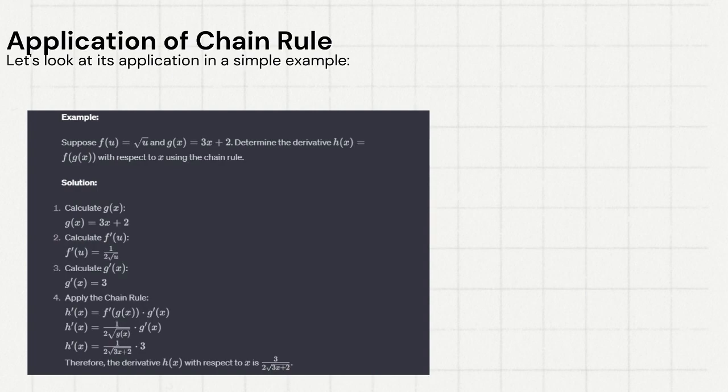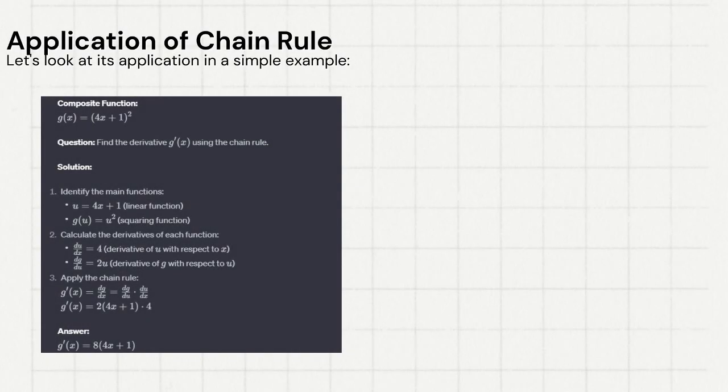And then apply the chain rule. h'(x) equals f'(g(x)) times g'(x). h'(x) equals 1 divided by 2 root g(x) times g'(x). And then h'(x) equals 1 divided by 2 root of 3x plus 2 times 3. Therefore, the derivative of h(x) with respect to x is 3 divided by 2 root of 3x plus 2. Let's go to example number 2.